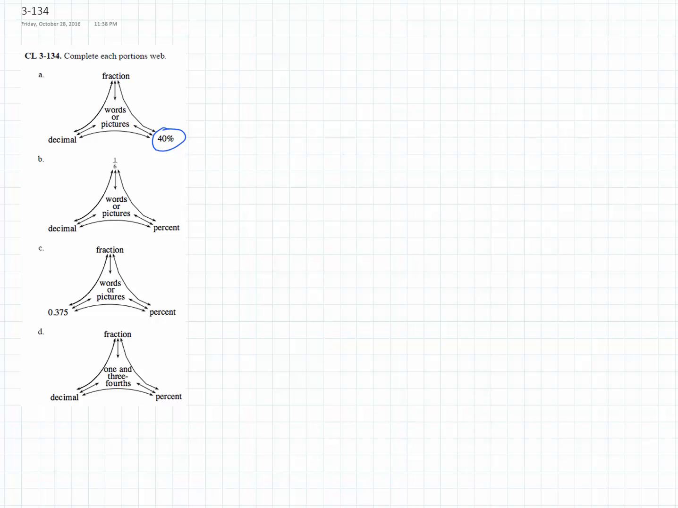So 40%, we're going to convert to a fraction, then a decimal. So percent, we know percent just means out of 100. So as far as the fraction goes, that's 40 out of 100. And then for decimals, that would just be 40 hundredths. As far as words or pictures, we could just say 40 hundredths, or we could even say 4 tenths.